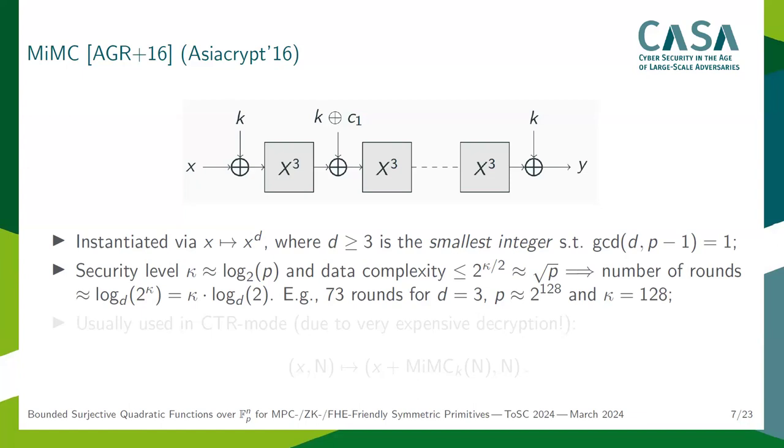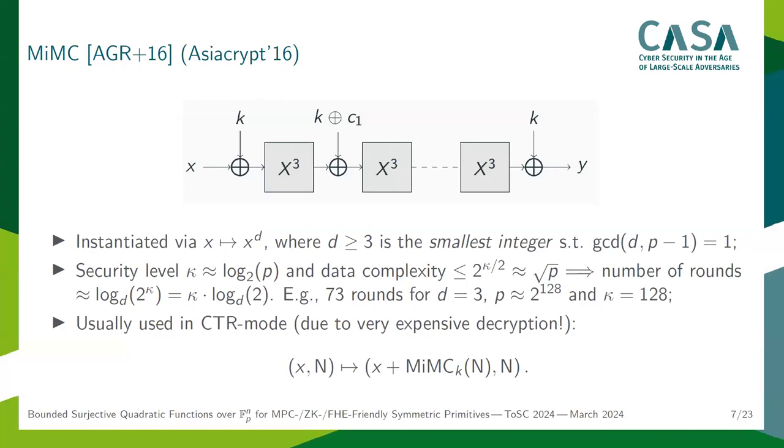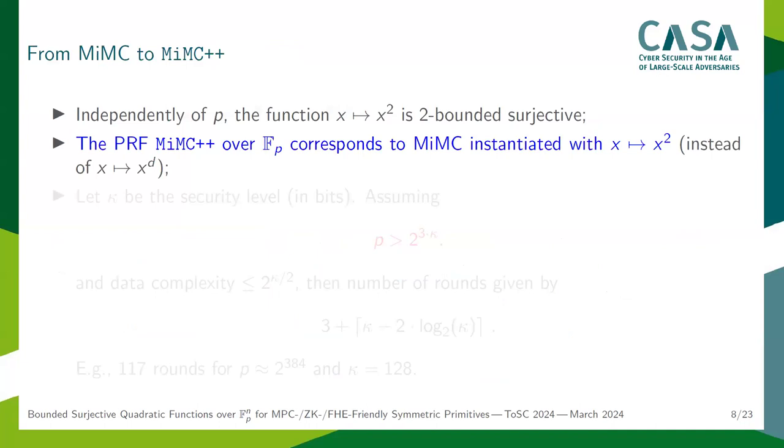Now, what happens? We can use MiMC in the encryption direction and everything works. But if you use MiMC in the decryption direction, that's super expensive because the inverse of x to the three is super expensive. So what we actually do is use MiMC in counter mode, which means that basically we don't use the invertibility of MiMC. So what we can do is just replace this generic power map with a square map, and I define MiMC++ as MiMC instantiated with a square map.